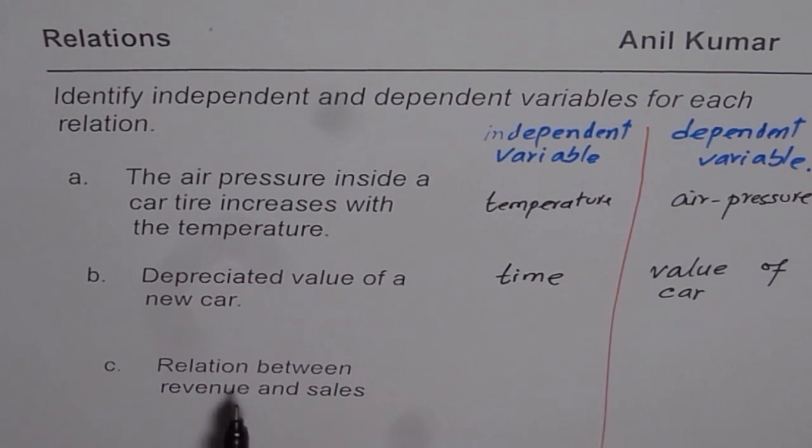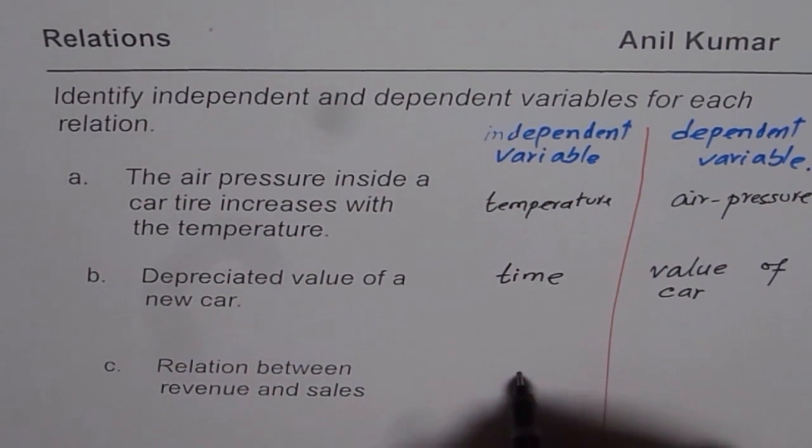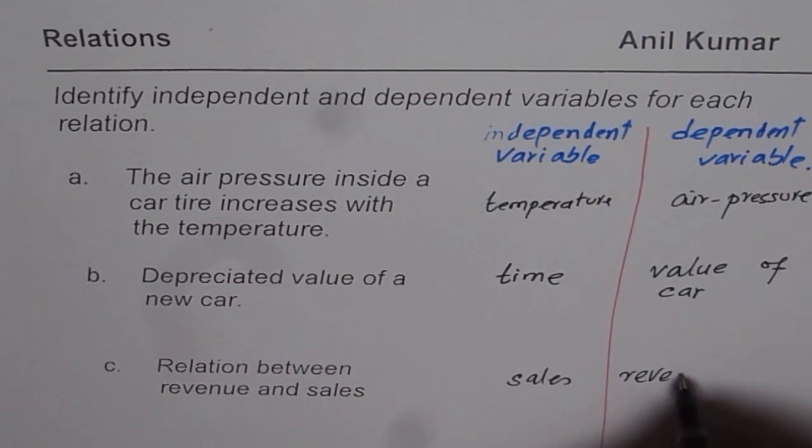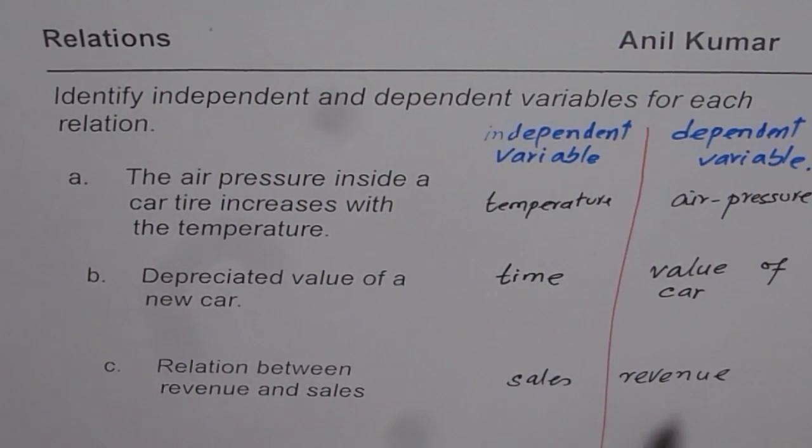The last one here is relation between revenue and sales. Now here also you have to see how each is related, right? So what is revenue? It is sales times something, maybe the demand function, or the cost. So revenue really depends on the sales. So sales become the independent part, and then revenue, more sales, more revenue, right? So that is how they are related. So you need at times to figure out which value is dependent on the other.